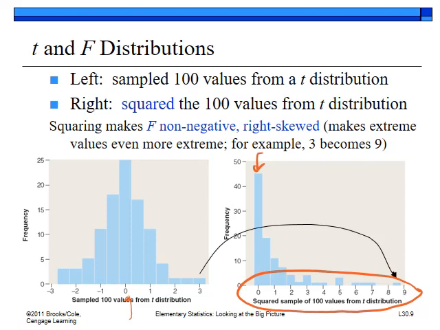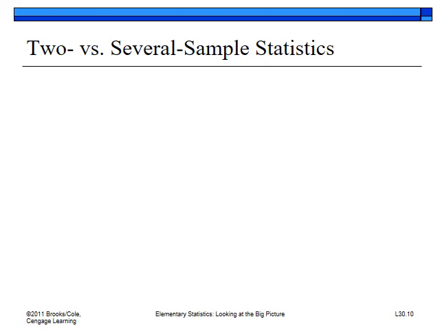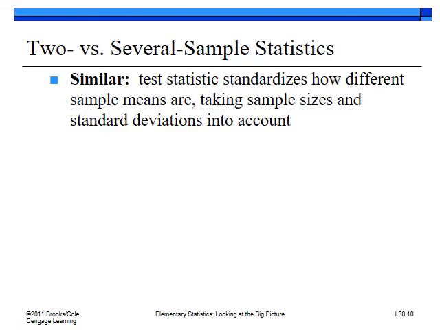Notice that a value like 3, when it gets squared, becomes 9. So a really big t value becomes a really, really big F value. So let's take a closer look at the way these statistics, t and F, are computed. Remember that the test statistic is a standardization of the difference in sample means. It takes into account the size of each sample and the standard deviations of each sample.